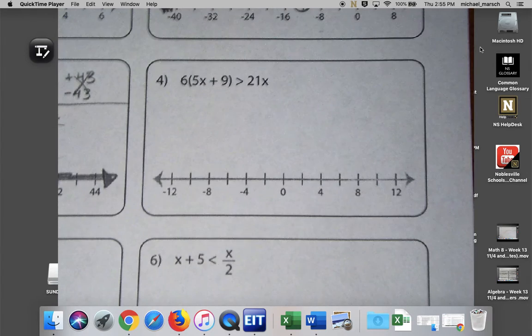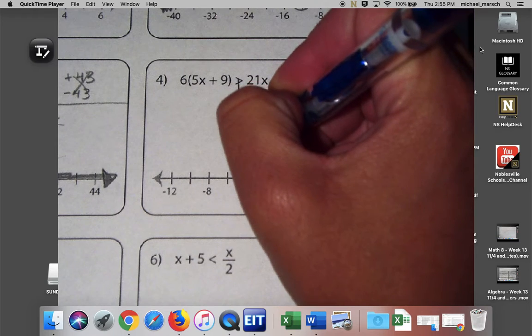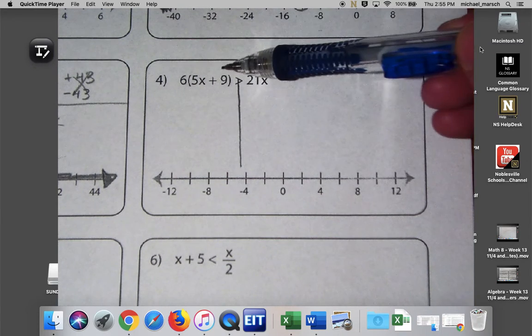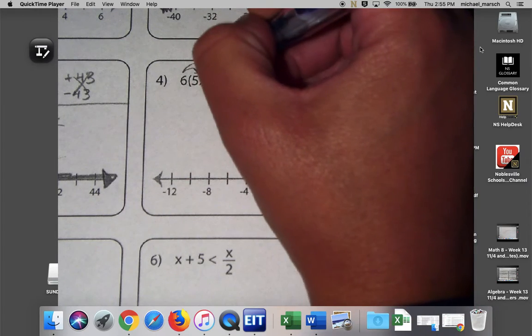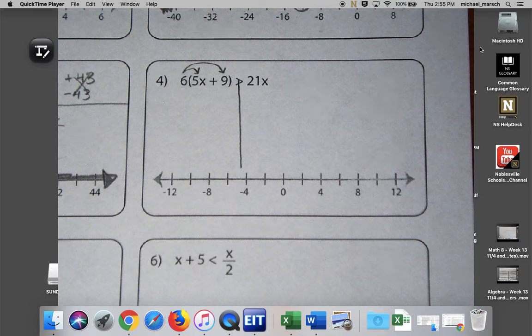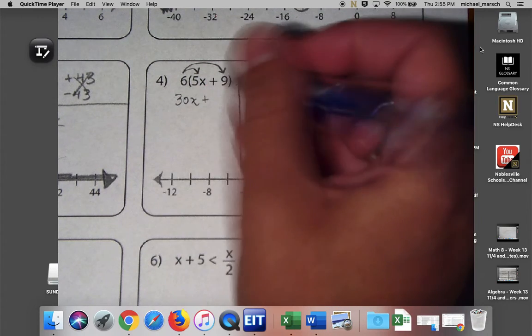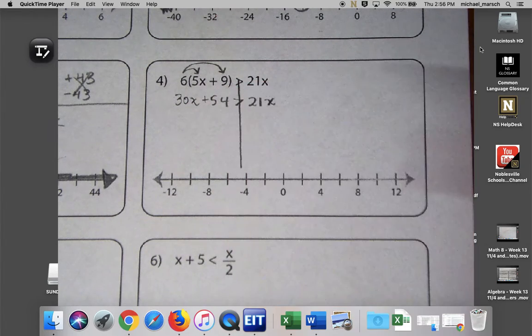Number 4. I'm going to draw my wall of equality. Blake, what's going to be my first step? Yep. I've got to do this distributive property, right? So I'm going to get 30x plus 54 is greater than 21x. Britton, what's up?